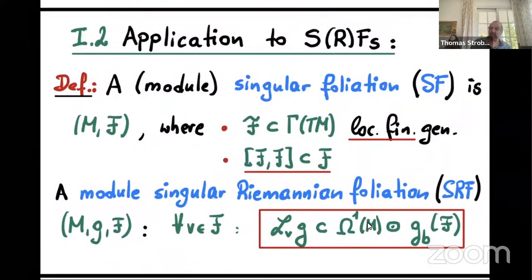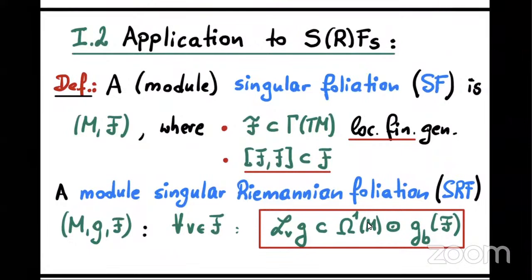And next we look at some examples. So we start with a singular foliation on a manifold M. So this we abbreviate as SF, which by definition is a submodule of the vector fields on this manifold M, which is locally finitely generated and closed with respect to the Lie bracket. And if in addition you have a Riemannian metric given on this manifold M, then you require this condition here, so that for any vector field in this singular foliation, the Lie derivative lies inside the following space of symmetric two tensors. So here's an arbitrary one form, and here you take the image of the singular foliation with respect to the musical isomorphism induced by the metric. And this is our notation for symmetric tensor product.